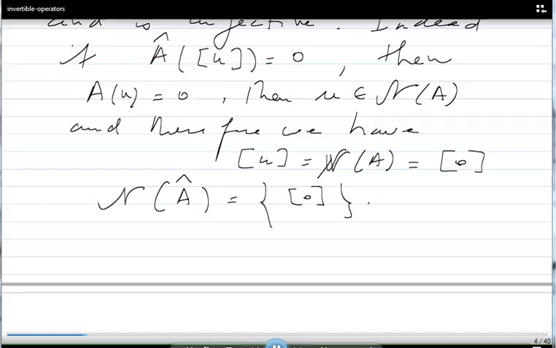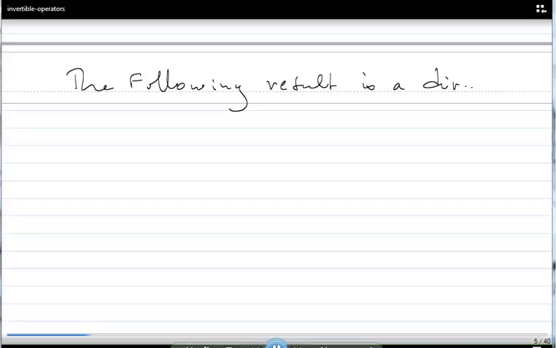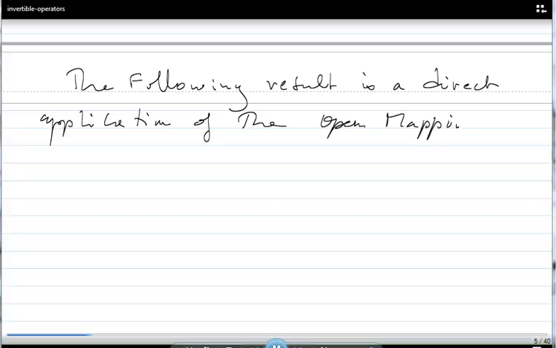Great. So now let's go back to the case of bounded linear operators, and look at the invertible ones and see some of their properties in the light of the fundamental theorems that we have. So first of all, the following result is a direct application of the open mapping theorem.